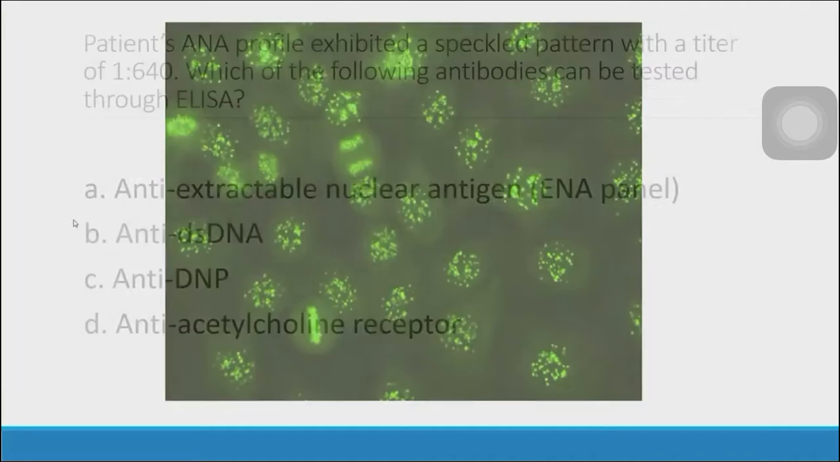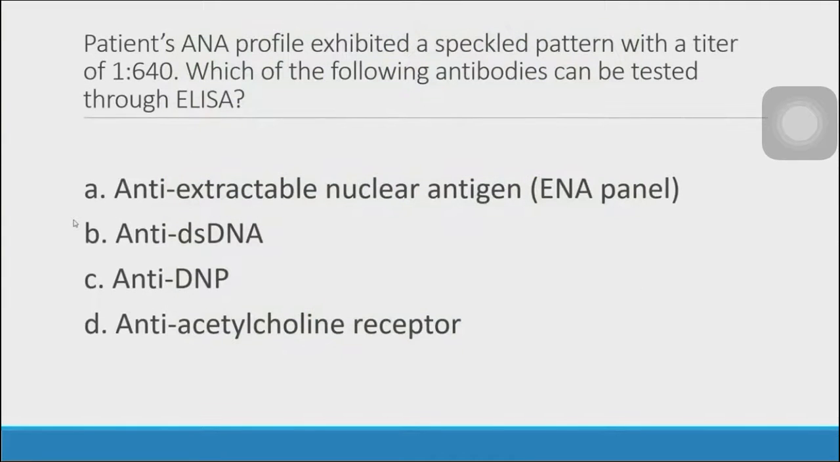Okay, next. With this following question, the patient's ANA profile exhibited a speckled pattern with a titer of 1:640. Which of the following antibodies can be tested through ELISA? So usually, our screening for autoimmune disease is ANA. Usually there, the pattern as well as the titer are determined. So what if the ANA is positive or shows fluorescence? What is the next protocol?